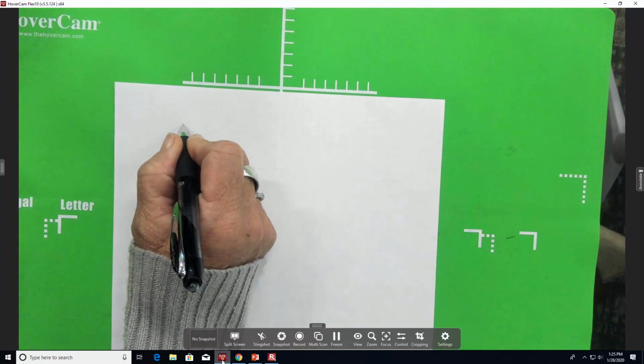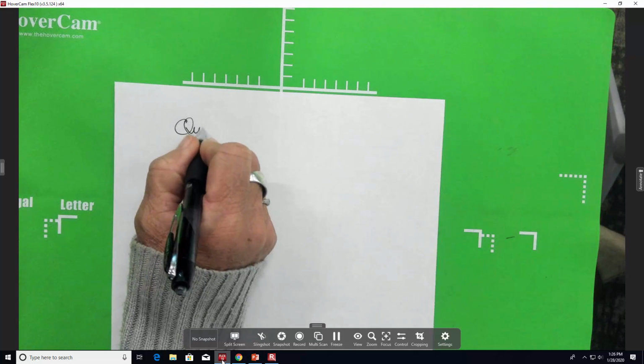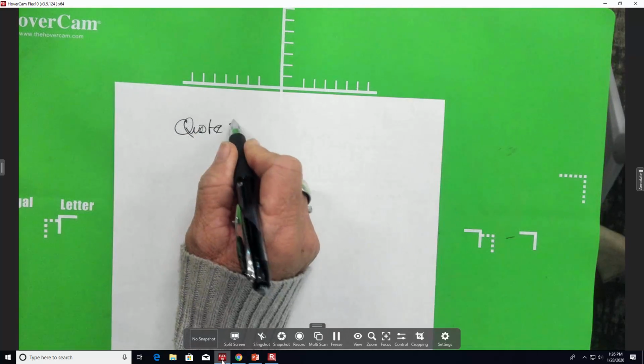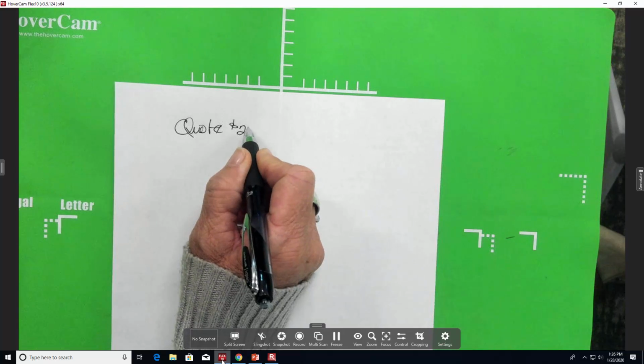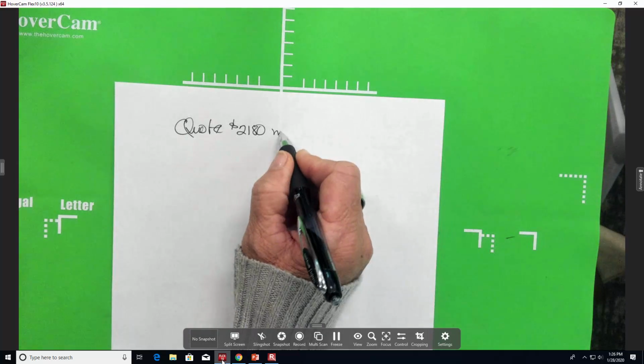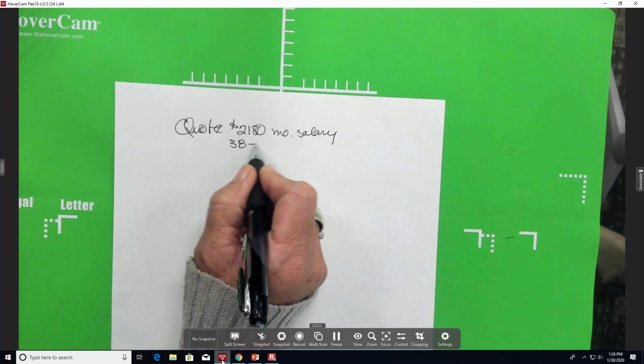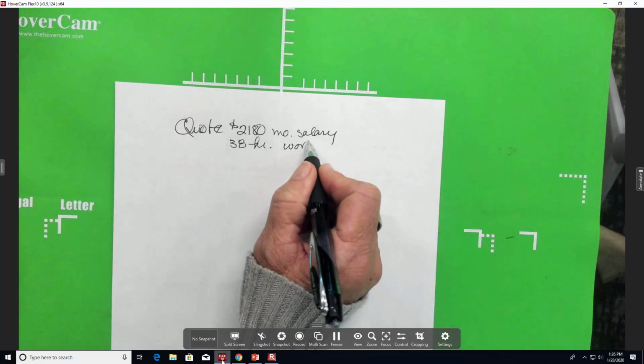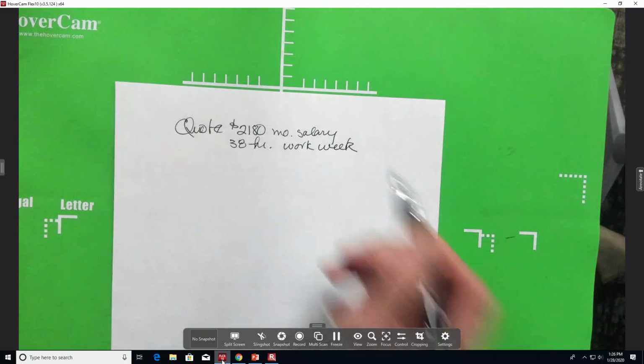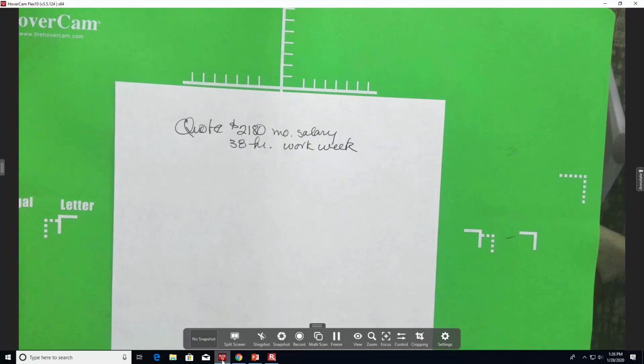So I quote you a $2,180 monthly salary for a 38-hour work week. Is it still piece rate? No. Okay. Does it look like piece rate? No. Okay. And actually, just to answer your question a little bit more fluidly, you're going to get to the point where you just have to discern what the pay scheme is and apply it.